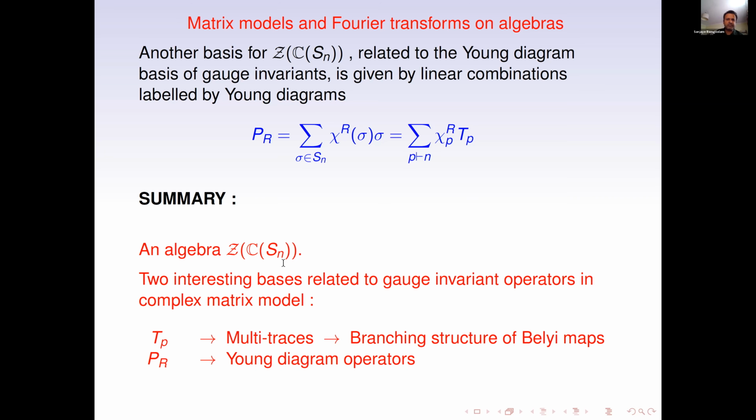And it has two kinds of bases, one labeled by cycle structures, or multi-traces in physics, which determine the branching structure of Belyi maps when you look at correlators. And there's another basis related to Young diagrams. So all of this stuff has a nice generalization to tensor models, which is the subject of the next part.